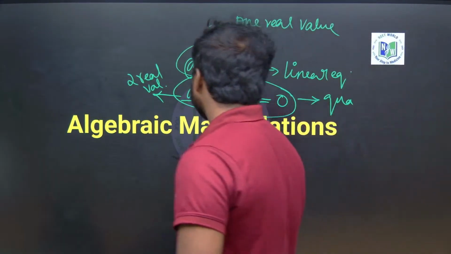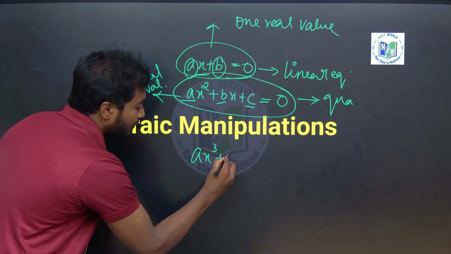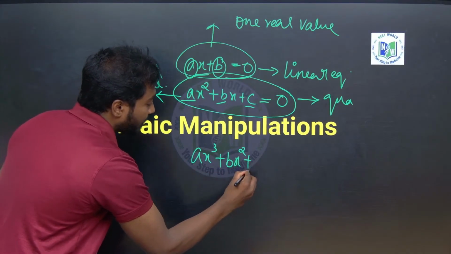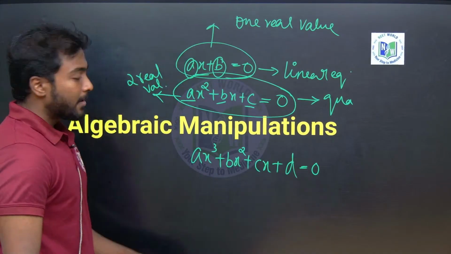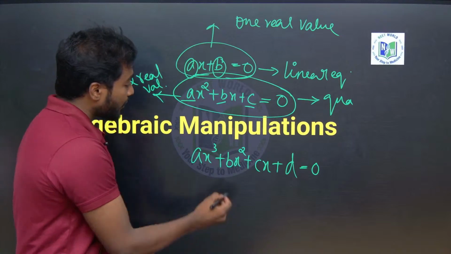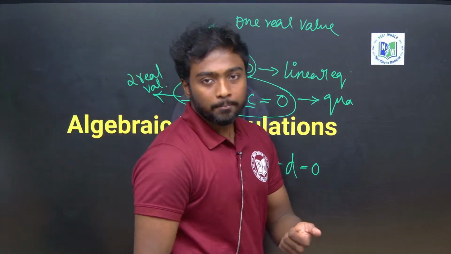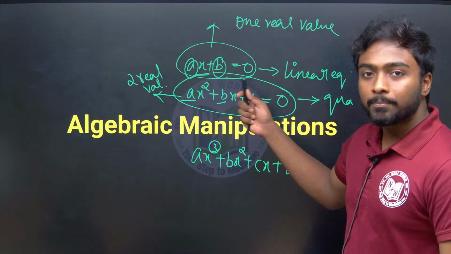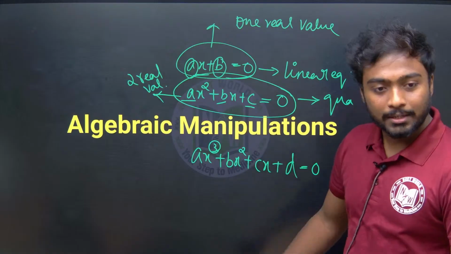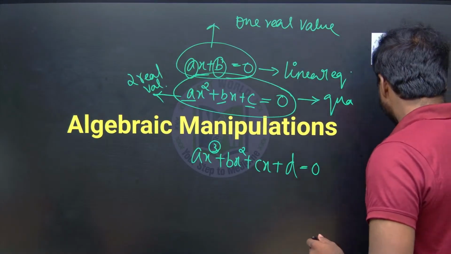For example, ax cube plus bx square plus cx plus d is equal to 0. This is a cubic equation, where the power is 3. The maximum power is what we need to see, and then we can say whether it is a linear equation, quadratic equation, cubic equation, or a polynomial. Okay. So, we will go into the topic.